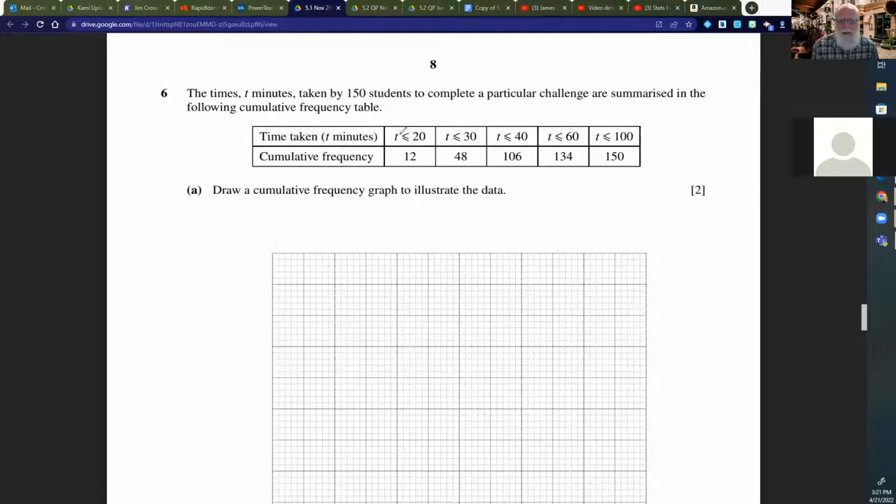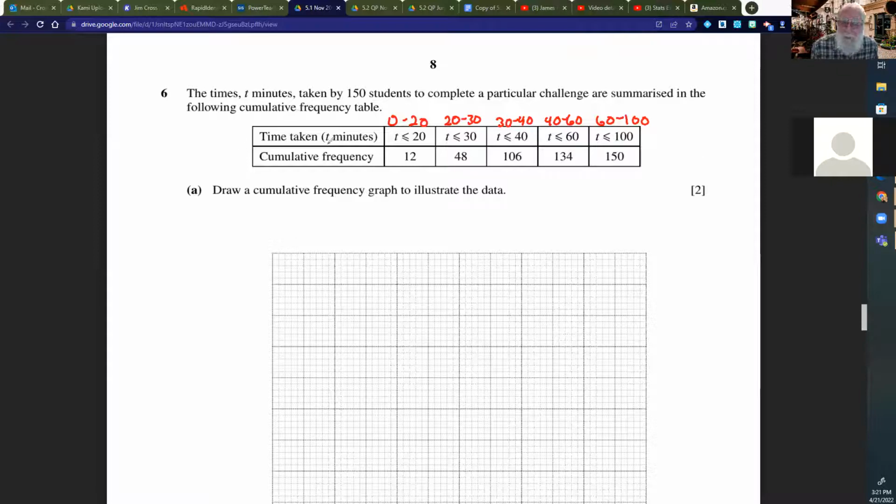So let's go back and think about this. If this had been just grouped data, what's the smallest thing the time could be? 0. So this would go from 0 to 20, right? Mm-hmm. And this would go from what? 20 to 30. And this would go from? 30 to 40. And this would go from? 40 to 60. And this would go from? 60 to 100.